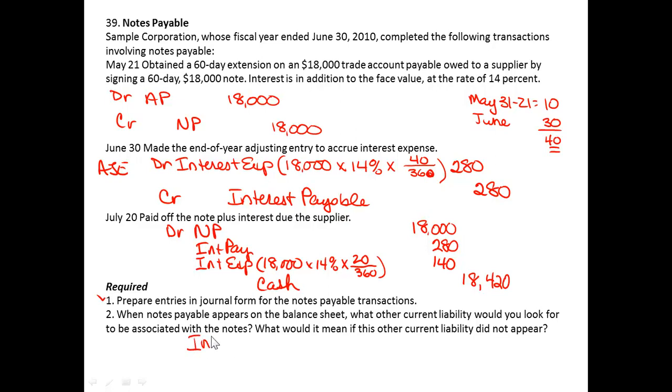And we're looking for interest payable to see if we have any interest that we owe through the end of the year, indicating that the interest had accrued. Accrued, remember, means expense it now, but we'll pay it later. So that's one kind of accrual. Expense it now, pay it later. So that's the basics on notes payable where interest is in addition to the face.